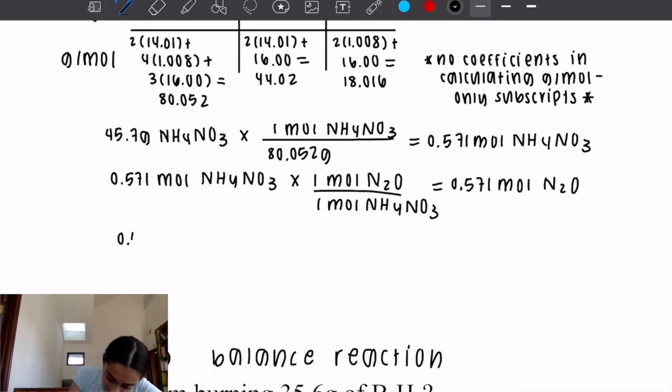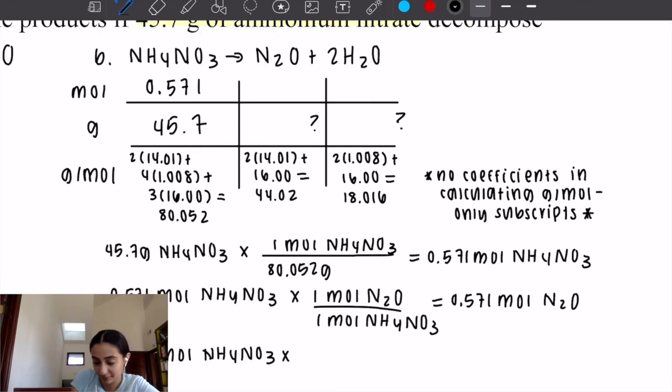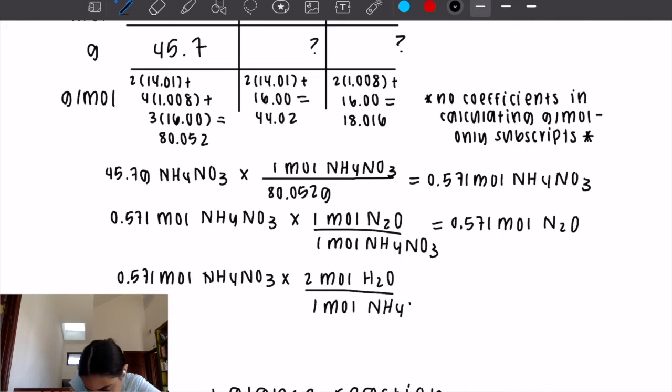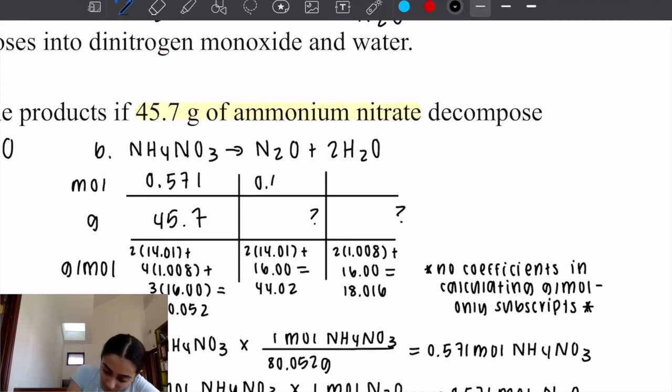Next, I'm going to calculate moles of H2O by writing out what I'm starting with. And then we have to be careful because there are 2 moles of H2O per 1 mole of NH4NO3. So I'm going to multiply 0.571 by 2 to get 1.14 moles of H2O. So I'm going to write that in my table.